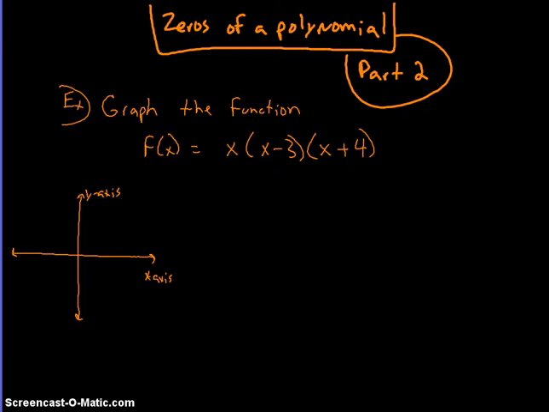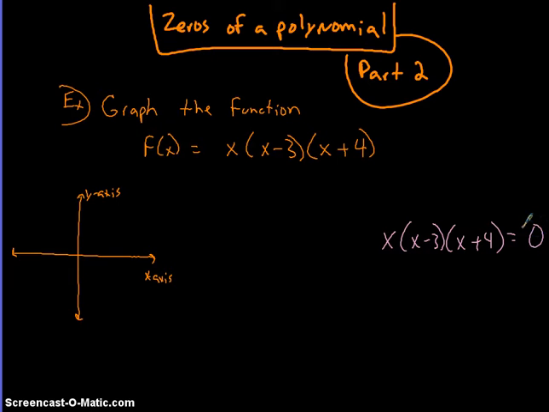The example says graph the function f of x equals x times x subtract 3 times x plus 4. So in this function, we actually have 3 zeros. How do we find the zeros? The way we find the zeros is we set the function equal to 0. So I can take x times x subtract 3 times x plus 4, and replace that f of x with 0. So this whole function becomes 0. So you set that equal to 0.